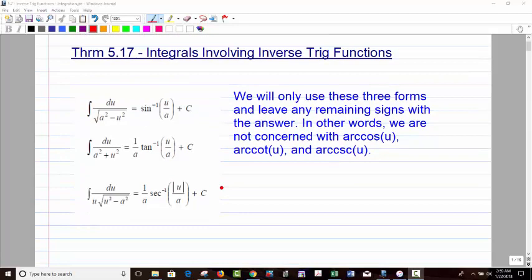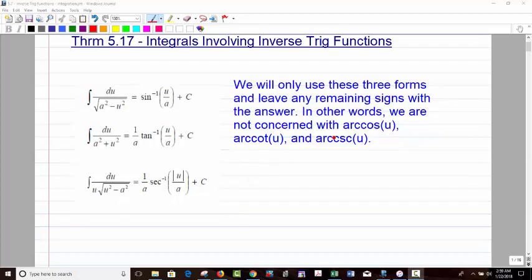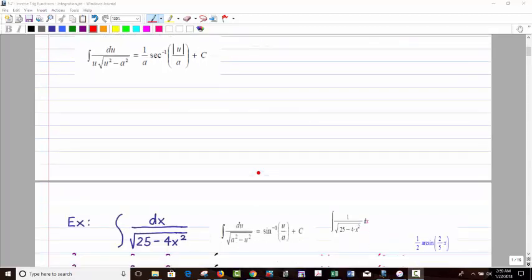So we'll look at these for a second. I won't read these out verbally. I'll just let you look at them. And so we're not concerned with answers that lead to the other 3 inverse trig functions. So we're going to be working with those. So let's see what we got here.